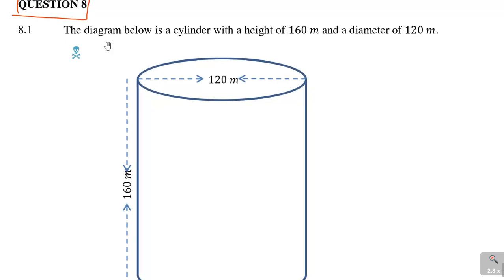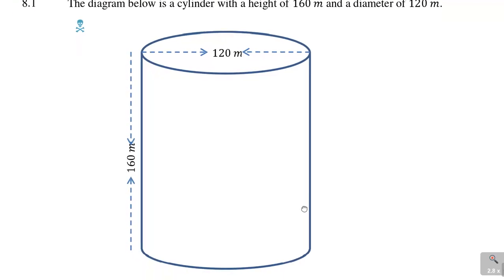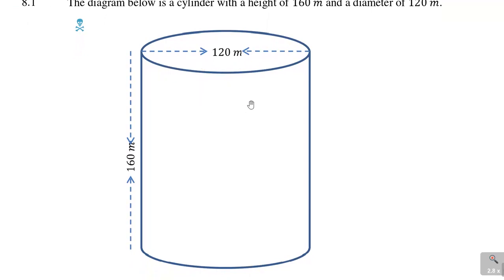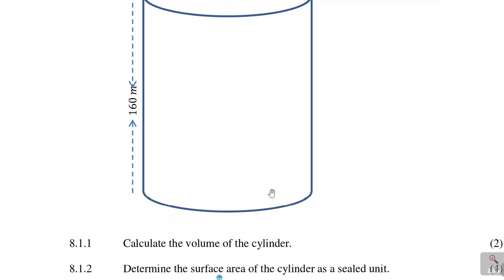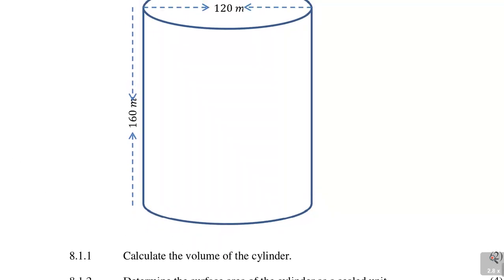Now 8.1 says the diagram below is a cylinder with a height of that and a diameter of that. So if you look at this, you can see the height and the diameter they are giving there. Now let's look at the questions. Calculate the volume of the cylinder. Now they want us to find the volume of the cylinder.